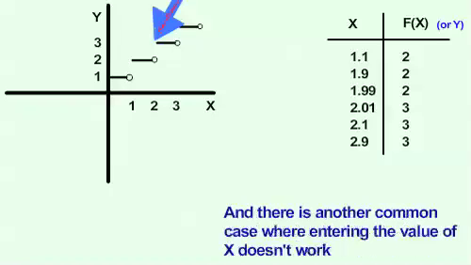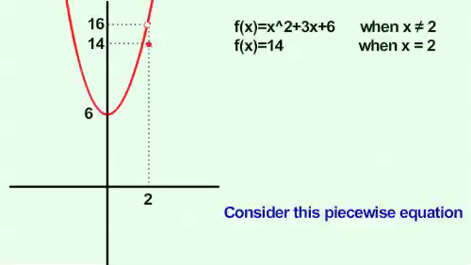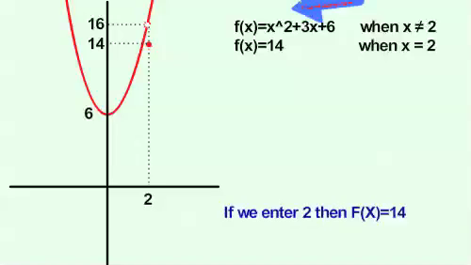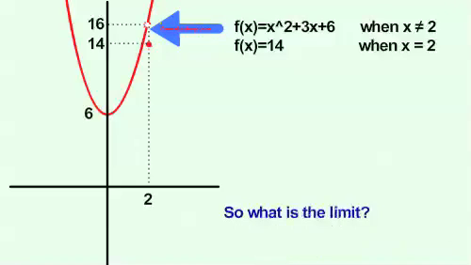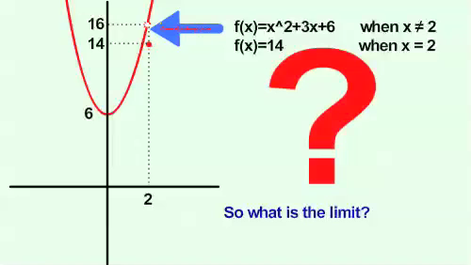And there is another common case where entering the value of x simply doesn't work as well. Consider the piecewise equation shown up above. If we enter 2, then the function equals 14. However, the function clearly approaches 16 from both sides as x approaches 2. So in this case, what is the limit?